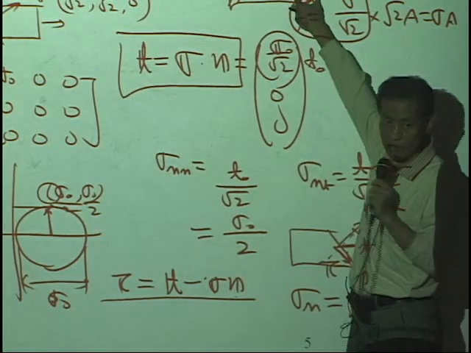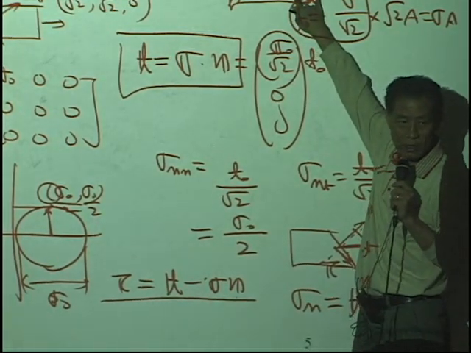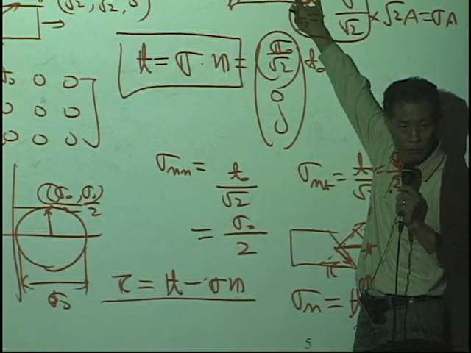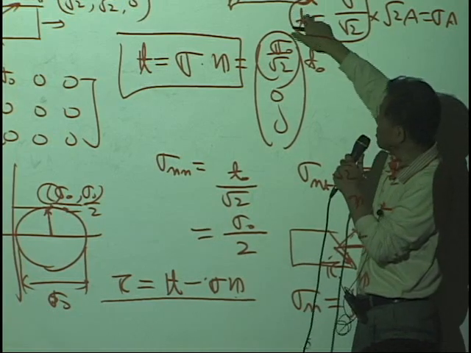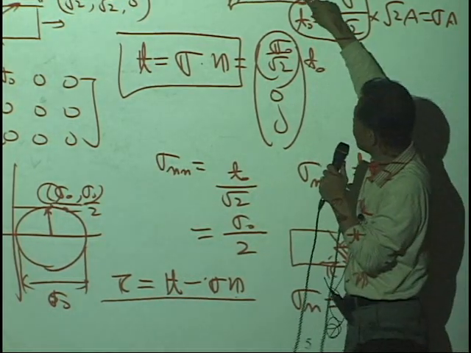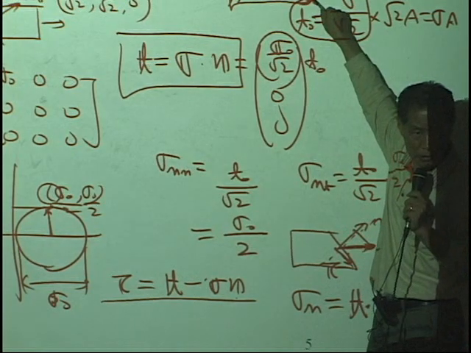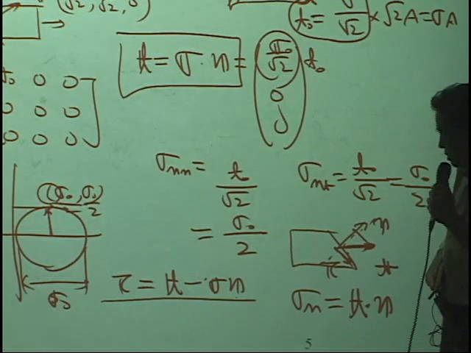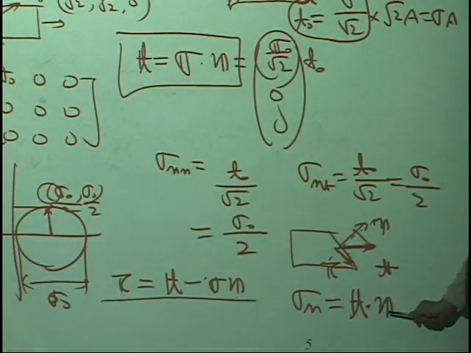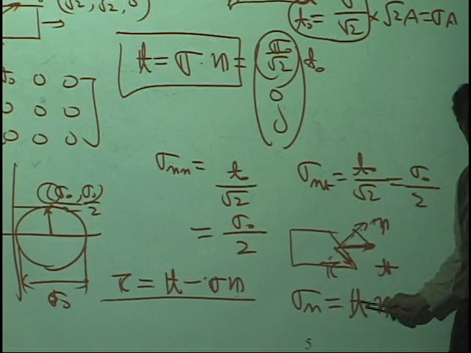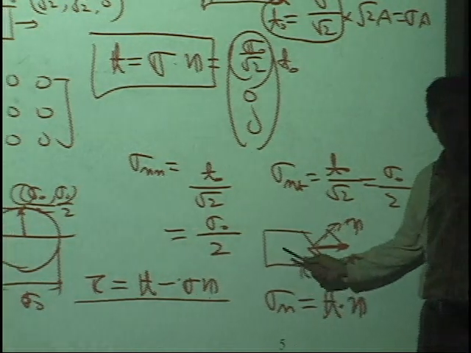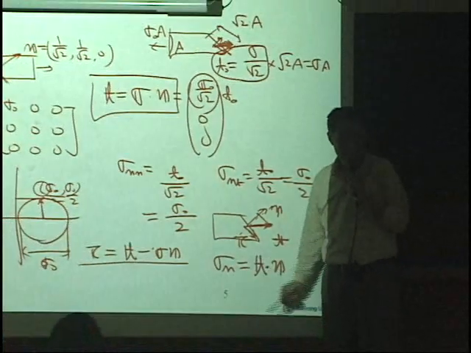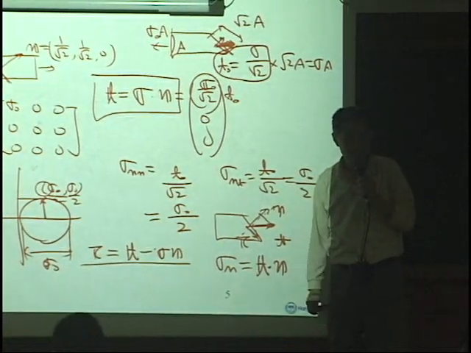This is the magnitude of the traction T, but for stress, we always consider the normal and shear components, right? This normal term is this one. T vector dot n will give us the normal stress, the normal component. Okay?